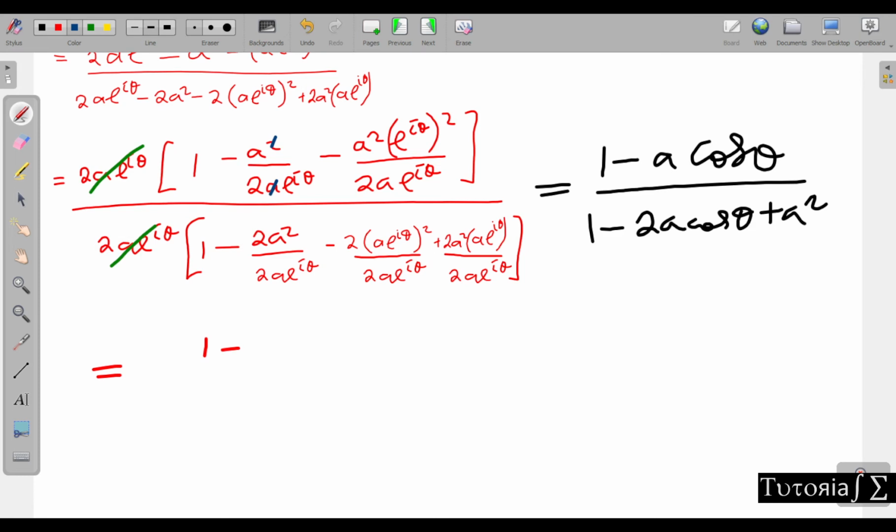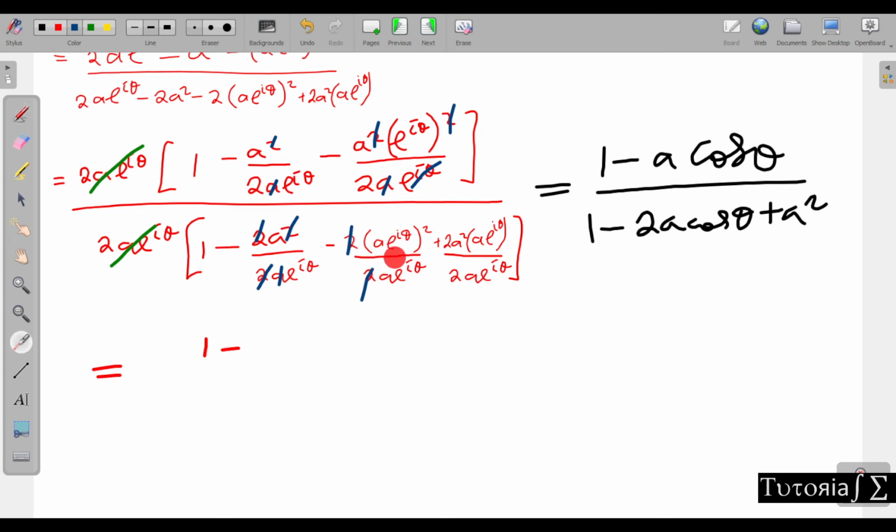Here, this a will cancel with one of those. This e to the I theta will cancel with one of those. Same applies on the denominator. This 2 will cancel with the 2. A will cancel with one of those. Here, 2 will cancel with the 2.